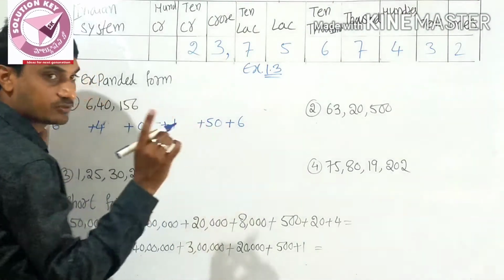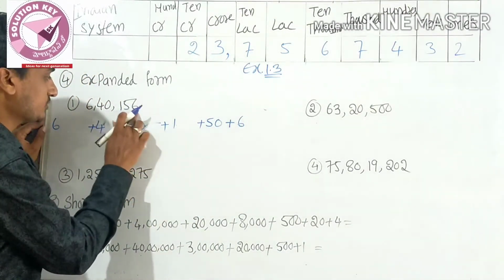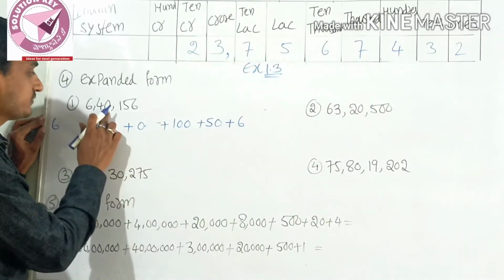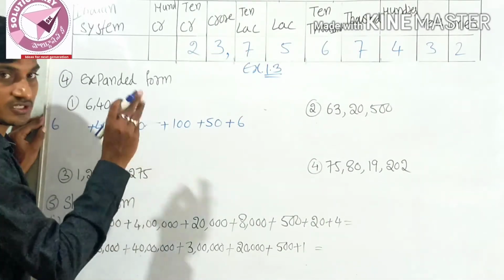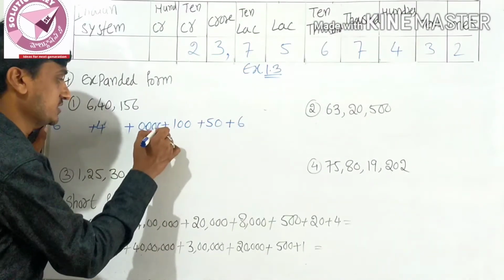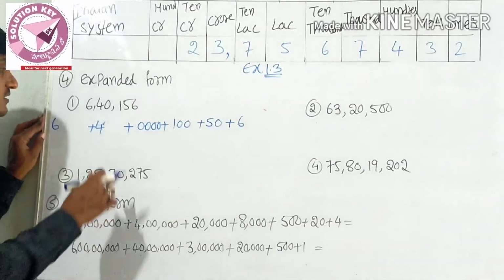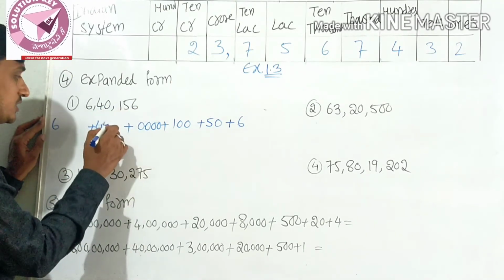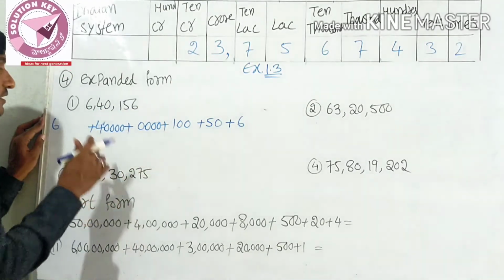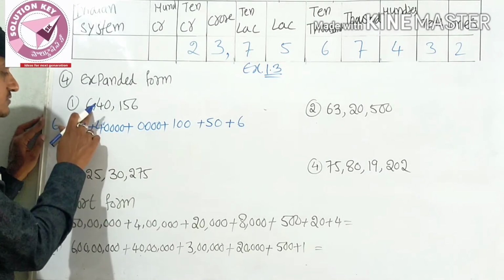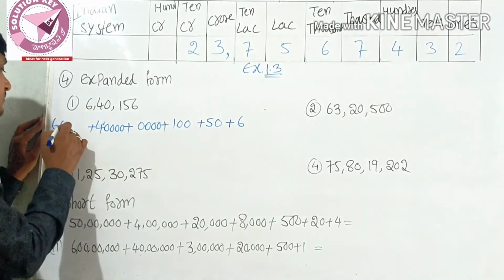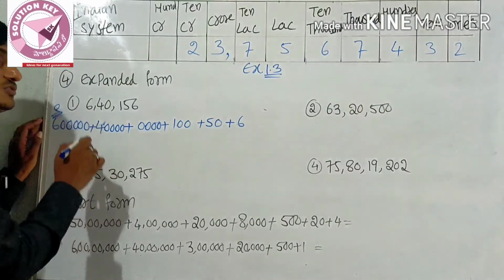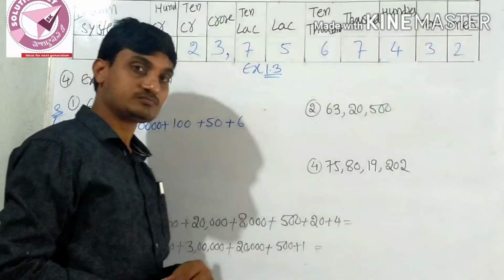So keep only one 0. For 1, after it 2 digits are there, so keep 2 zeros. For 0, after it how many digits are there? 3 digits, 1, 2, 3. Otherwise leave that. After 4, there are 1, 2, 3, 4 digits. After 6, there are 1, 2, 3, 4, 5. This is the solution for the first one.